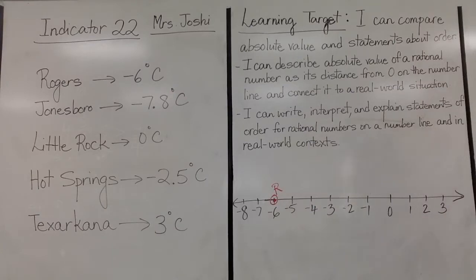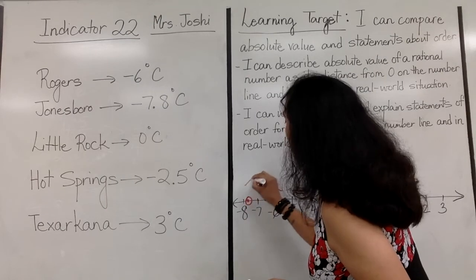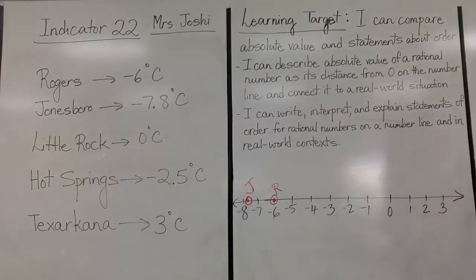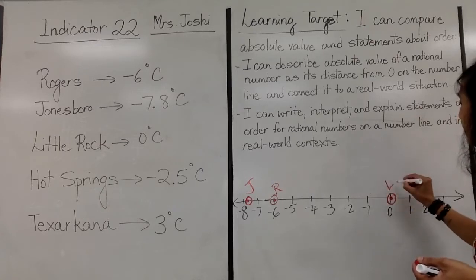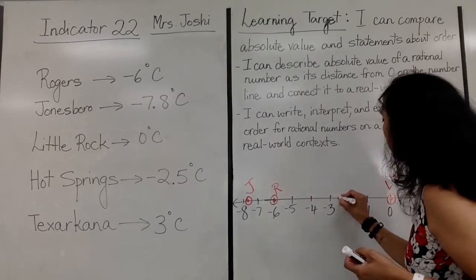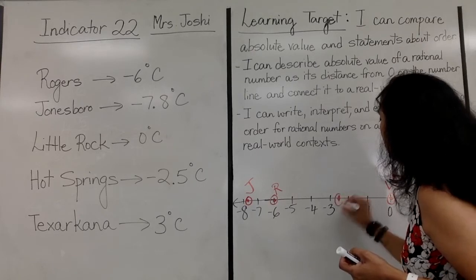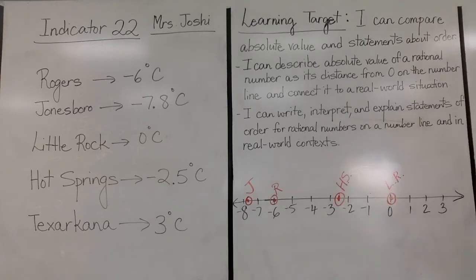Jonesboro is at -7 and 8/10, so that is going to be over here. This is Jonesboro. Little Rock is at 0 degrees, which is here. So this is Little Rock. Hot Springs is at -2 and 5/10, which is going to be over here. So that is your Hot Springs. Texarkana is at 3 degrees, which is here. So this is your Texarkana.